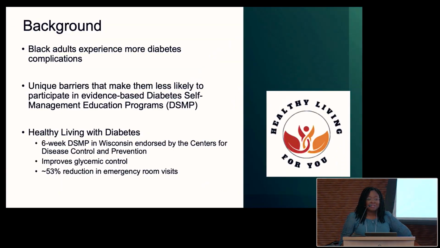So to give you a little bit of a background, you already know the stats. We know that Black adults are more likely to have high prevalence of diabetes and also more likely to develop diabetes complications such as stroke, kidney disease, and heart failure. Something, however, that we also know is that to be able to manage diabetes and have diabetes control, it is recommended from the American Diabetes Association and from the CDC that you do need to participate in diabetes self-management programs, which in this case called DSMP.